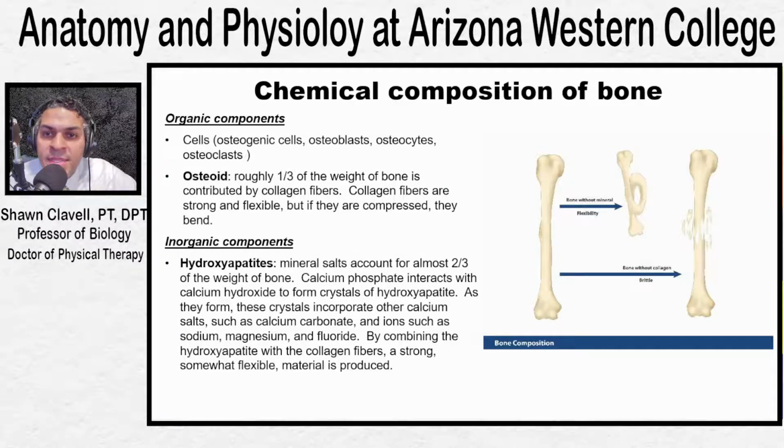Remember that bone contains inorganic and organic compounds. Those inorganic compounds are called hydroxyapatites. They're primarily the calcium phosphate salts that make up the bone and are comprised of 2/3 or 66% of that bone. The other third of the bone is organic compounds, not only the cells, but this content's called osteoid, which contains quite a bit of collagen fibers, the protein fibers that give it its flexibility and a little bit of toughness as well.